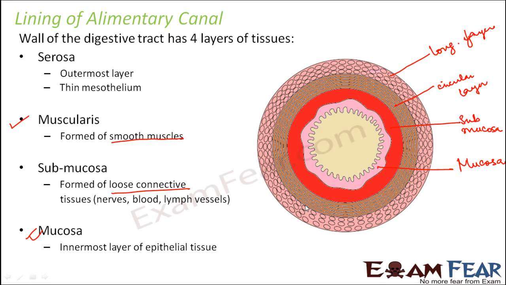So these are the 4 layers of the alimentary canal, and these 4 layers are present in all the organs. Whether you talk about the esophagus or the stomach or a small intestine or large intestine, everywhere you see these 4 layers. Now, why I discussed this is when we will be talking about the absorption by small intestine, then we will talk about all these layers. So that time it will be easy for you.